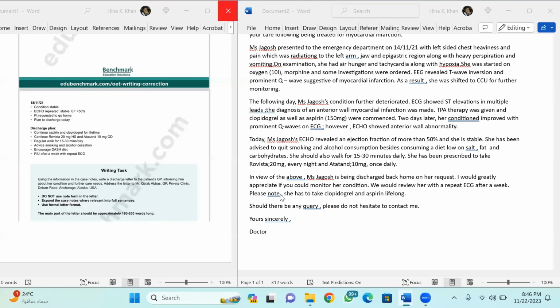Now what the GP has to keep in mind is that she has to take these two medications lifelong. Otherwise, you can mention this over here also. If you want to save your word count, you can write: please note she has to take clopidogrel and aspirin lifelong, along with Rovista 2 mg every night, and this medication. If you want, you can skip the dosage also, because I'm a GP.